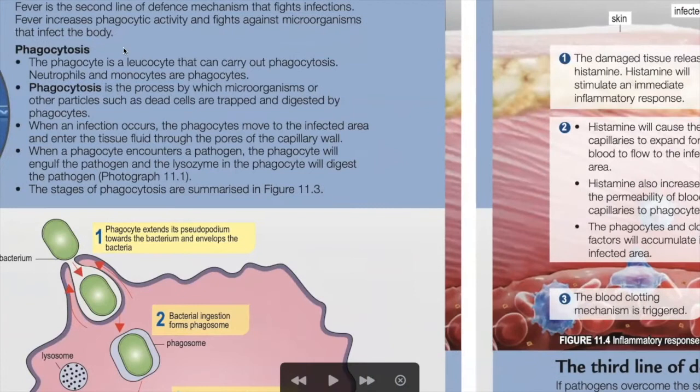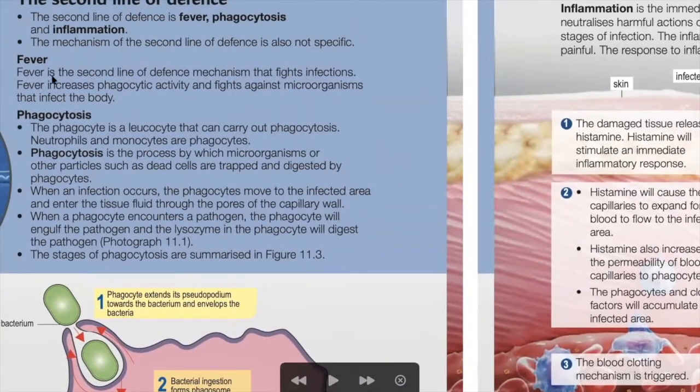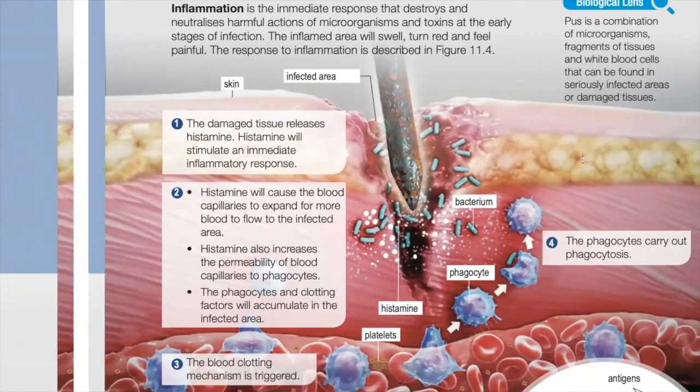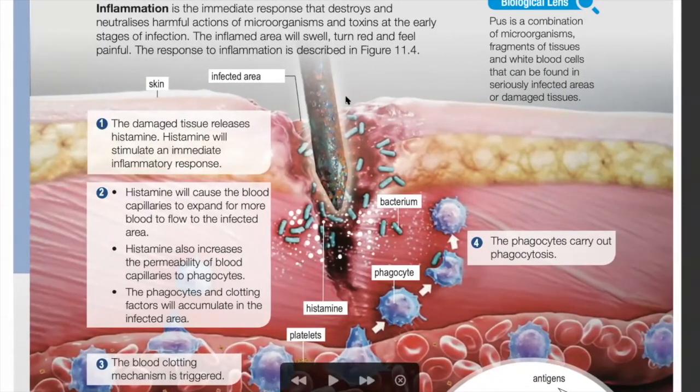Okay, so we have discussed fever and phagocytosis. The last one for second line defense is inflammation. Okay, apa itu inflammation? Okay, jom kita tengok. Inflammation dalam bahasa Melayu adalah kemerah-merahan.